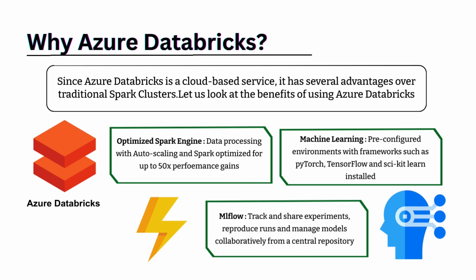So firstly, an optimized Spark engine. So what does this mean? Data processing with auto scaling and Spark optimized for up to 50x performance gains. So 50 times performance gains, right? Say if you're hosting a local Spark cluster in your office space or in your server room, you don't have such complex features as auto scaling or optimization of your Spark engine. You don't have those features automatically available to you. You have to manually adjust a lot of things. You have to manually install or remove nodes from your cluster.